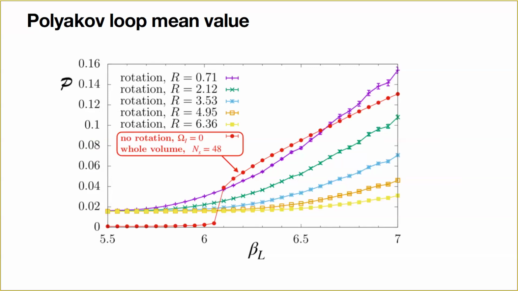And without rotation, we have obvious phase transitions here. But with rotation, we have just monotonic growth of the Polyakov loop. There's no phase transition at all in the Polyakov loop.